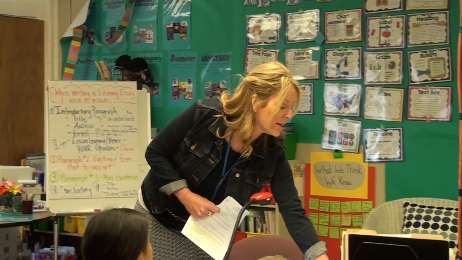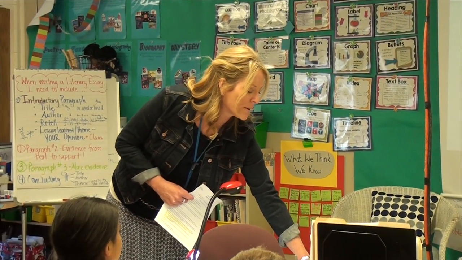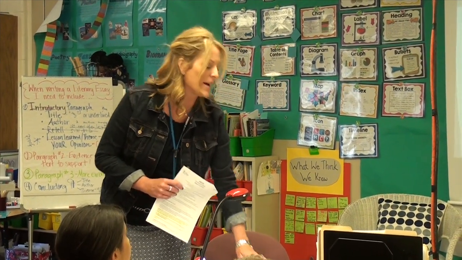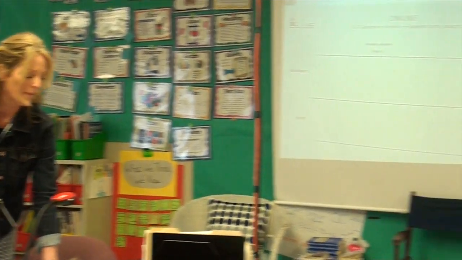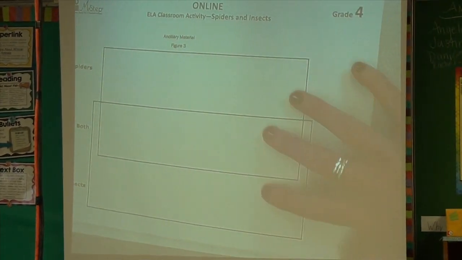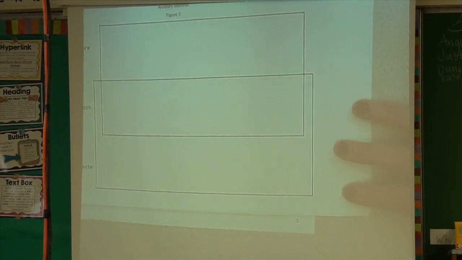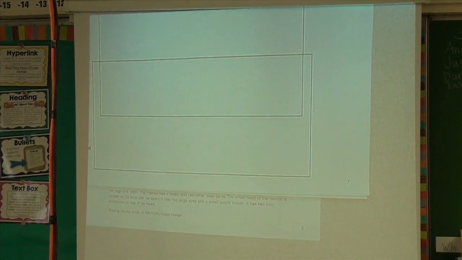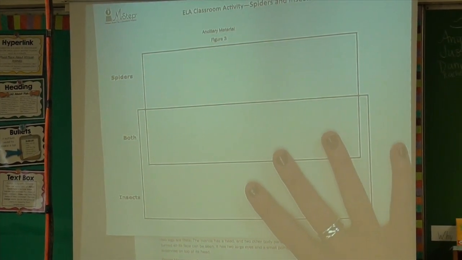We are going to be working on a Venn diagram. It doesn't look quite like the Venn diagram that we normally look at. It's divided here into sections. So you can see there's a section about spiders. The both overlaps. Oh my gosh, I can't do it from this angle. And then you have the insects.